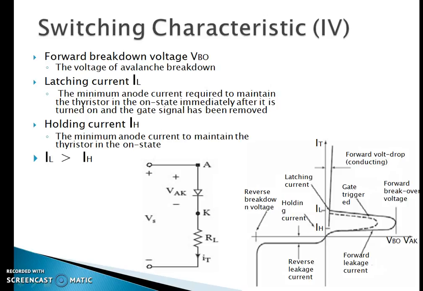Up to VBO, the SCR is not triggered. When the gate current signal is maximum, it goes from the forward breakover voltage to the conduction state. The current IL represents the latching current, which is related to the turn-on process of the SCR, whereas IH represents the holding current, related to the turn-off process of the SCR. As we see in the VI characteristics, as the gate signal is larger, a smaller VBO is required for triggering the SCR.